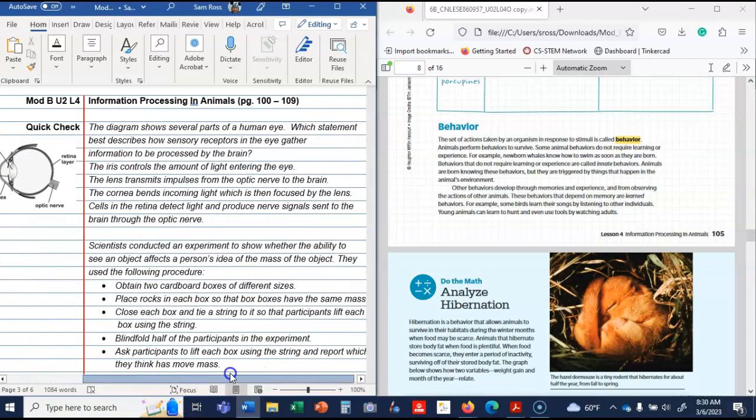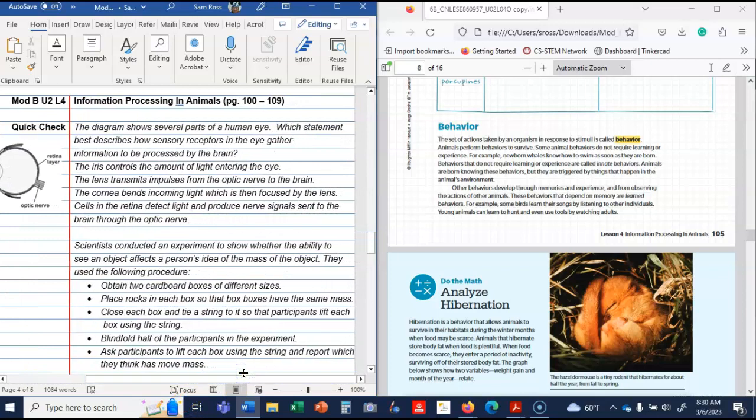Okay, so here are some quick checks. The diagram shows several parts of the human eye. Which statement best describes how sensory receptors in the eye gather information to be processed by the brain? It's going to be the last one. Cells in the retina detect light and produce nerve signals sent to the brain through the optic nerve.